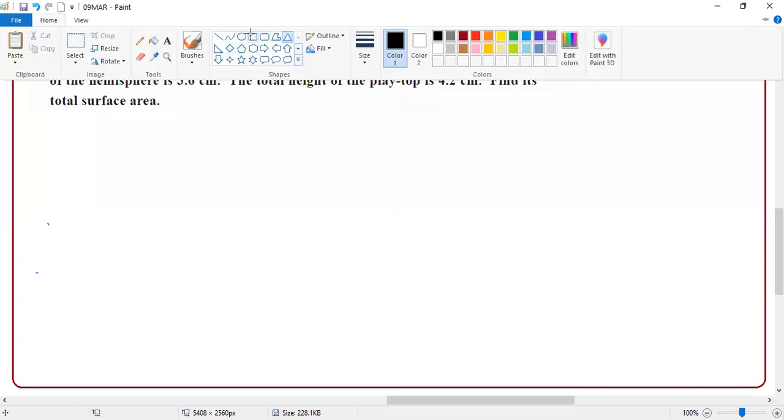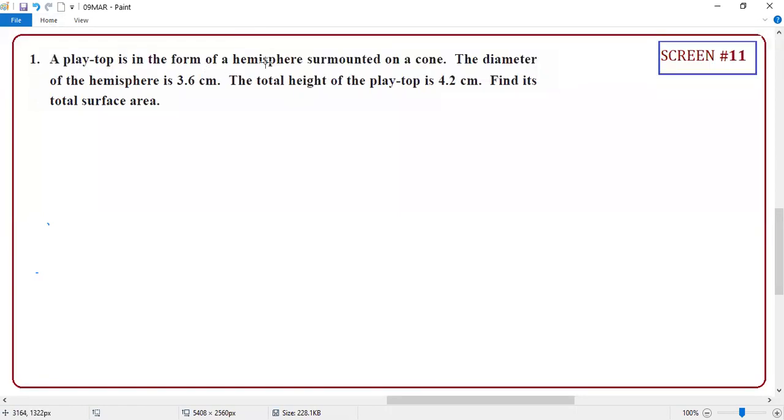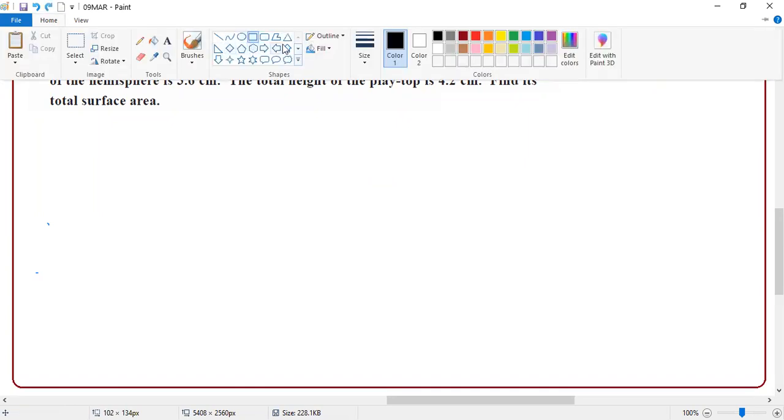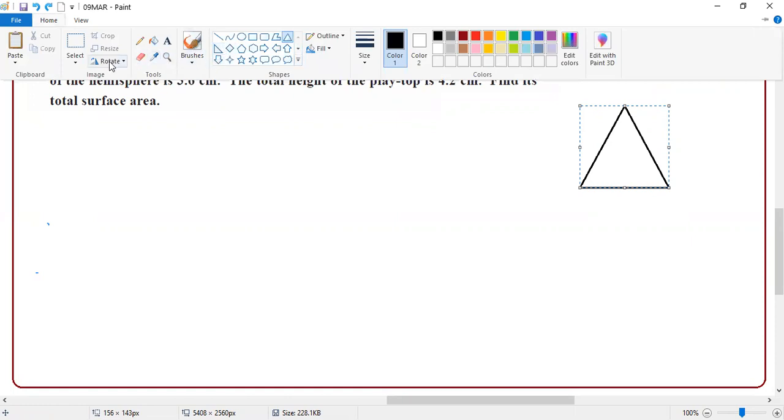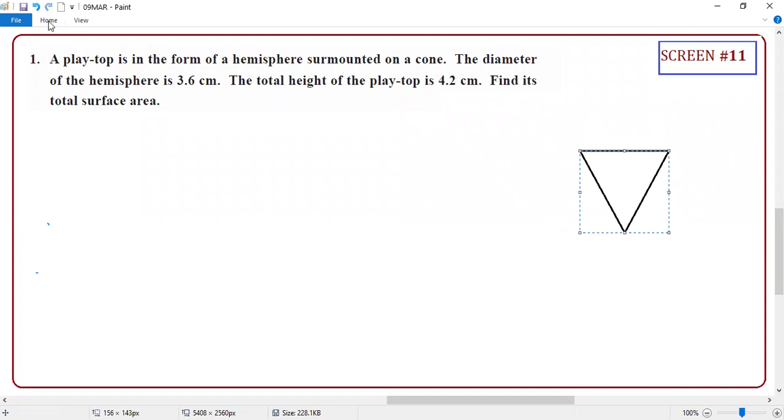Now if you watch this question, a plate top is in the form of a hemisphere surmounted on a cone. Which means what? A cone is here, student, but it is actually inverted, correct or not? Because your hemisphere is going to be on the top. Let me rotate it, student. Yeah, it came. Clear? Now let me put a hemisphere.